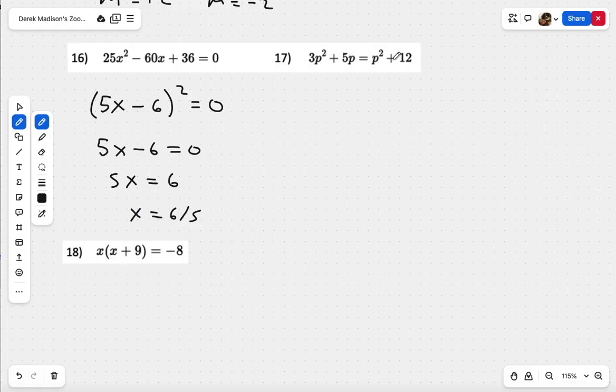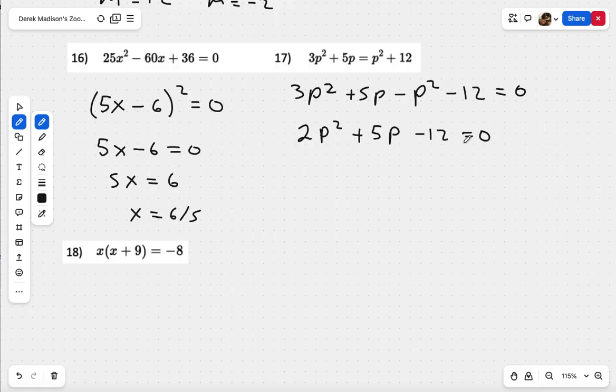This one, let's rewrite this. I'm going to bring these over to this side because that will keep that squared term positive. So for a second, let me write that as 3p squared plus 5p, and then it'll be a minus p squared. I'll collect terms in a second, and bringing this over will be minus 12 equals 0. So 3p squared minus p squared would leave 2p squared plus 5p minus 12 equals 0. So 3 terms, there is no common factor. There are not squares on the ends, so this means I have to use the AC method.